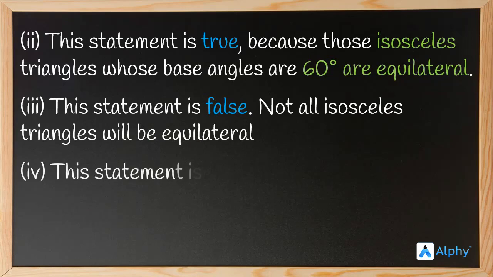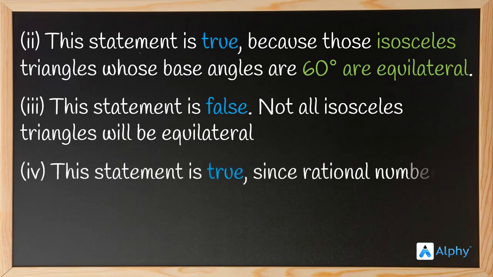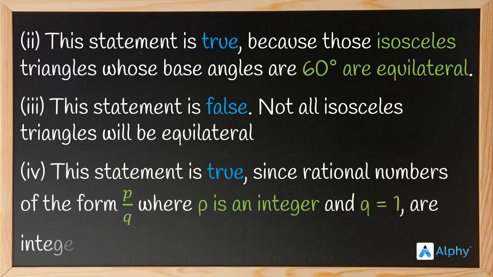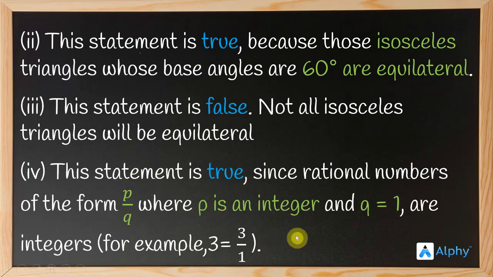Next, we have this statement is true since rational numbers of the form p by q, where p is an integer and q is equal to 1, are integers. So for example, we have 3, which is 3 by 1. The statement for this part was that some rational numbers are integers, and integers we know are of this particular form, like 3, minus 3, 4, and you can write them in p by q form, and hence this statement is true.